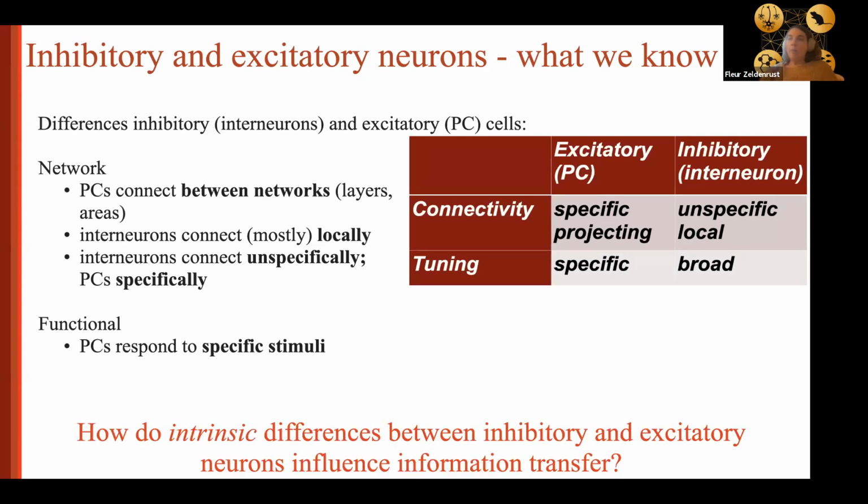So that's what we know about the network properties of these neurons, but we also know that they differ in their intrinsic properties. So the question that we started out with is, how can we measure what kind of information they transfer, what kind of information they pick out, how much information they transfer, and how their intrinsic properties, rather than the network properties, influence the information transfer.